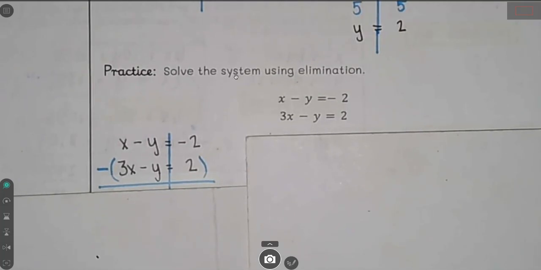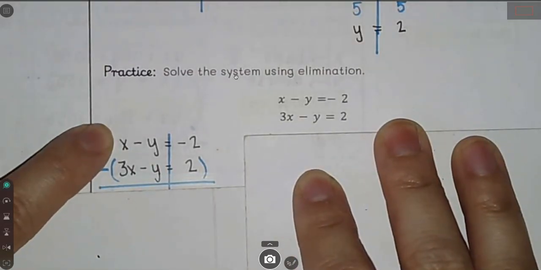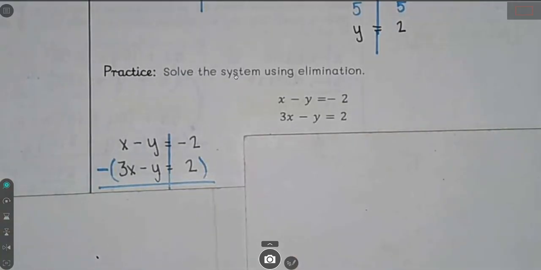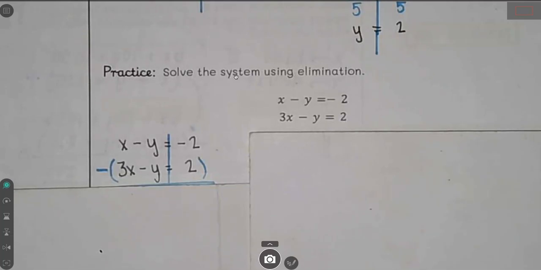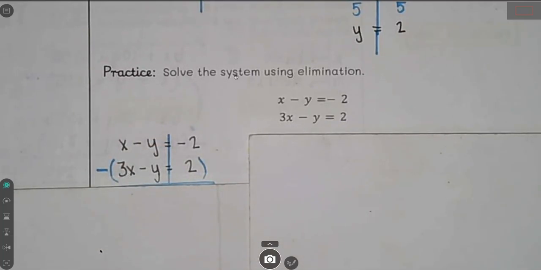All right. So, if you subtract vertically, tell me, bonus point, what is x minus 3x? Someone raise your hand and tell me. X minus 3x, yes? Negative 2x. Good job. And another bonus point. What is negative y minus negative y? Yes. Yay!